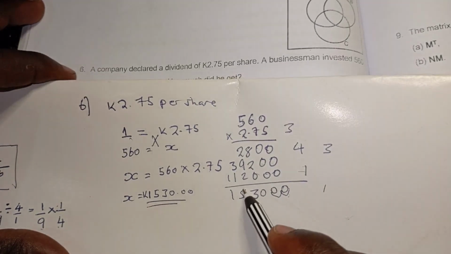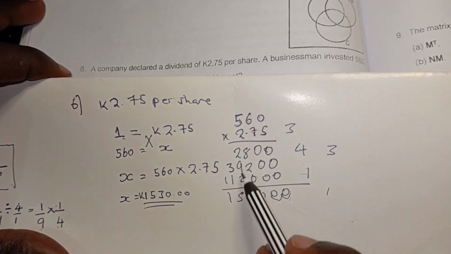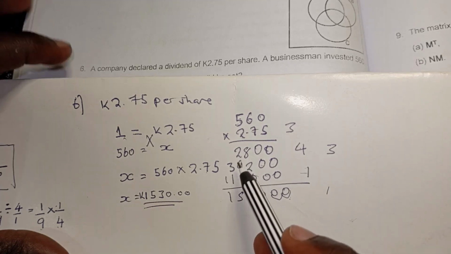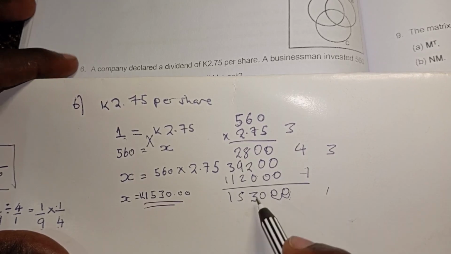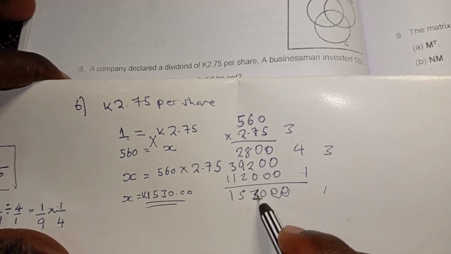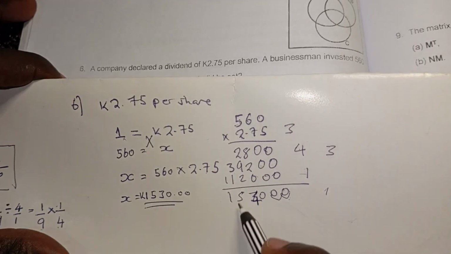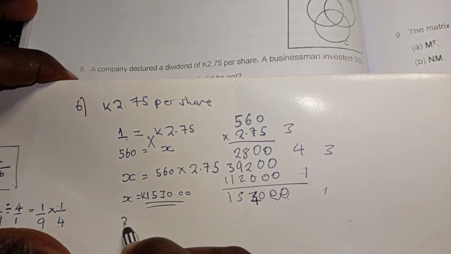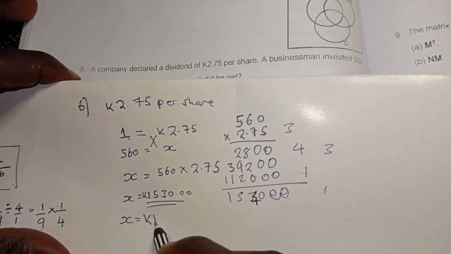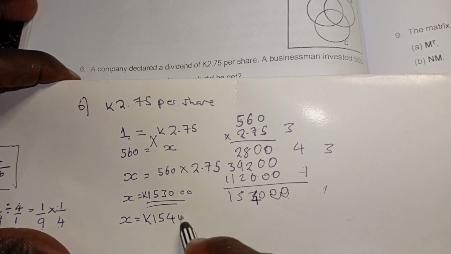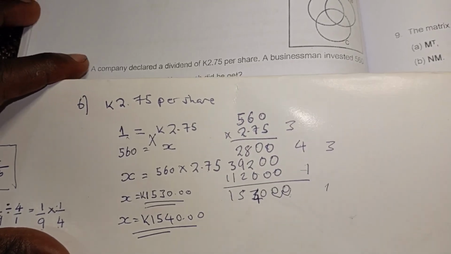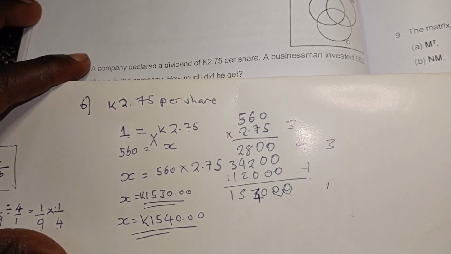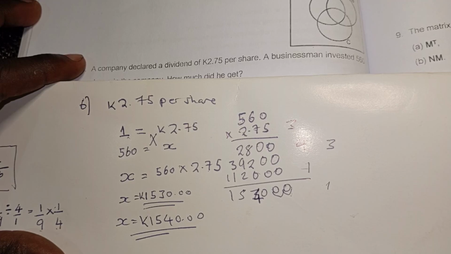Here, yeah, we made a mistake. Let's see. 9, 10, 11, 12, 13. So 13 plus, so it's supposed to be 4 here. Okay, wonderful. And then the rest is okay. So x is equal to K1,54. Okay, kwacha. All right, so that's how you answer these questions on question 1 up to 6.